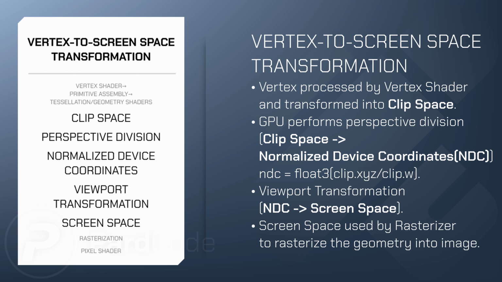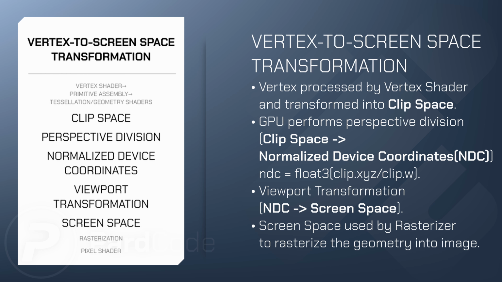Clip space is a special 3D coordinate system where the visible portion of our scene is shaped like a cube, or more precisely, a box. The GPU uses this space to determine what parts of the scene are visible and which parts should be discarded. That's why it's called clip space, because any parts of geometry that fall outside this box will be clipped, or in other words, trimmed away. The output of the vertex shader is a four-dimensional vector in clip space. This means we have x, y, and z components plus an additional component called w.